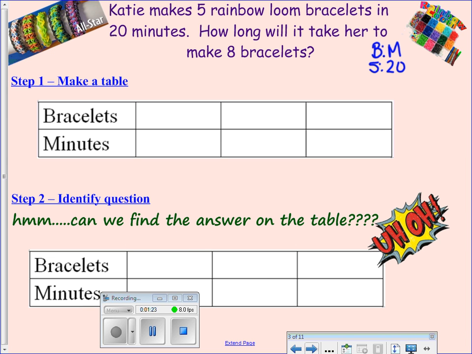What are we trying to find out? So if it's 8 bracelets, how many minutes? Sometimes they might give us the minutes, and we have to find the bracelets. Right now, that's the given, okay?